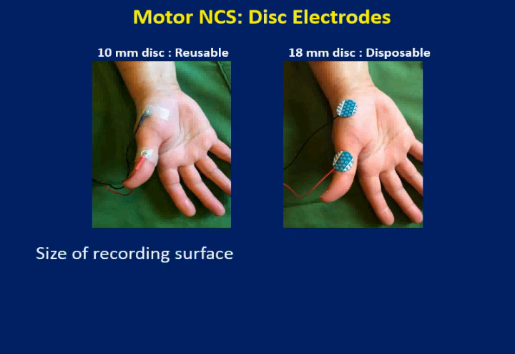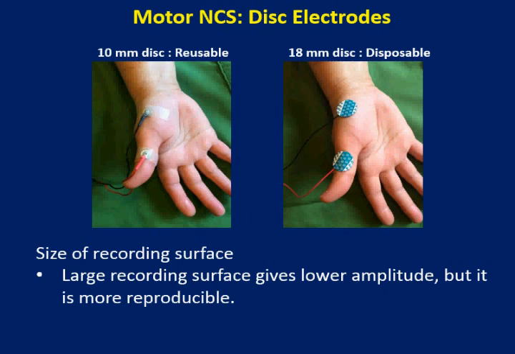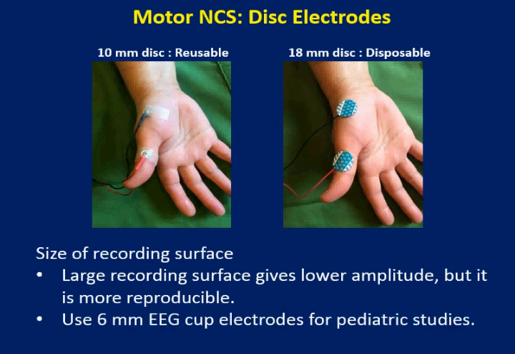The difference in their shape and size can affect the voltage they record. Larger electrode will measure a slightly lower voltage, but it is more reproducible. In our experience, the amplitude difference between these recording electrodes is not significant. For pediatric studies, these electrodes may be quite large. Hence, some laboratories use pediatric EEG cup electrodes for pediatric conduction studies. They have a diameter of 6 mm.